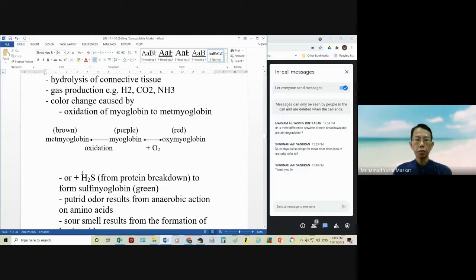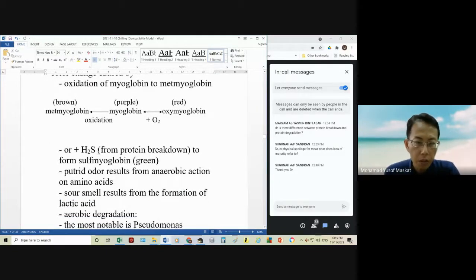So that is about myoglobin. Myoglobin can also combine with hydrogen sulfide, H2S. This is from protein breakdown, because certain amino acids like cysteine have a sulfur component. So when the amino acids break down, they produce hydrogen sulfide. When this hydrogen sulfide combines with myoglobin, it forms sulfmyoglobin, which is green in color. I think some of you could have had the experience that if meat is spoiling, certain parts of it will turn greenish. That is because of the reaction between myoglobin and hydrogen sulfide to form sulfmyoglobin.